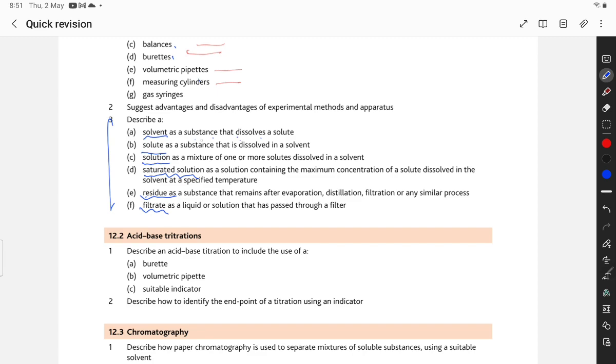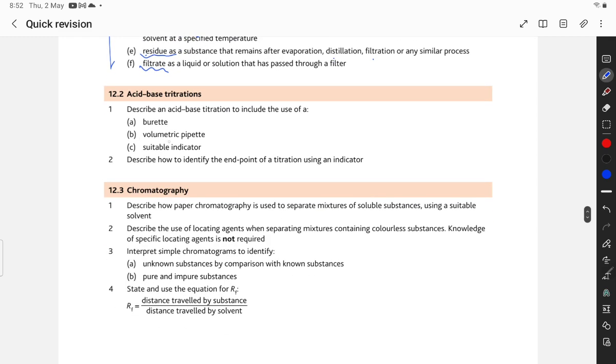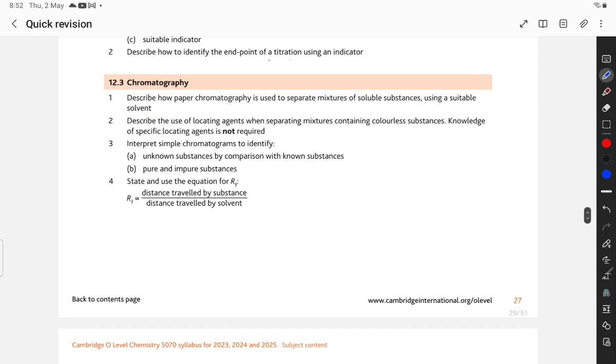Like this: solvent is a substance that dissolves a solute; solute is a substance that is dissolved in a solvent; solution is a mixture of one or more solutes dissolved in a solvent. So these definitions are very important. Residue is the substance that remains after evaporation, distillation, filtration, or any similar process. Acid-base titration, we have discussed earlier: burette, volumetric pipette, suitable indicator, and how to identify the endpoint of titration using an indicator.